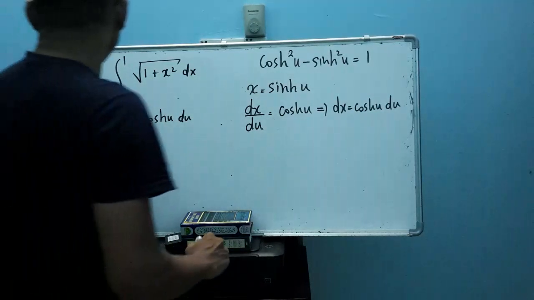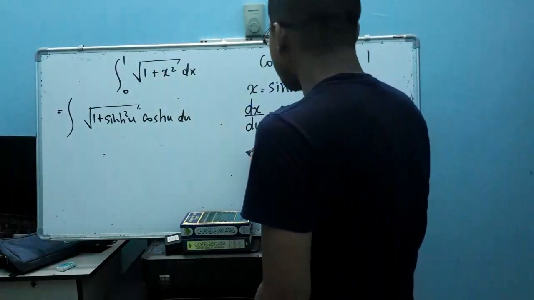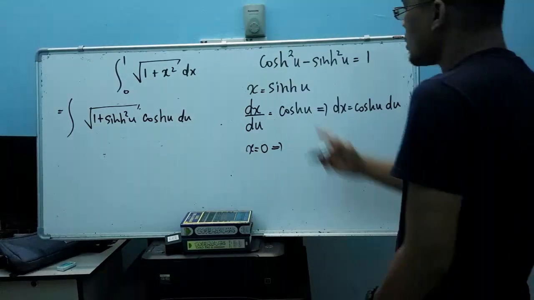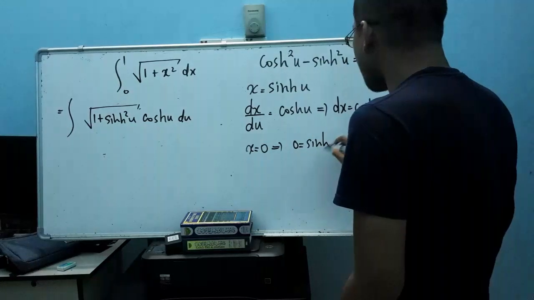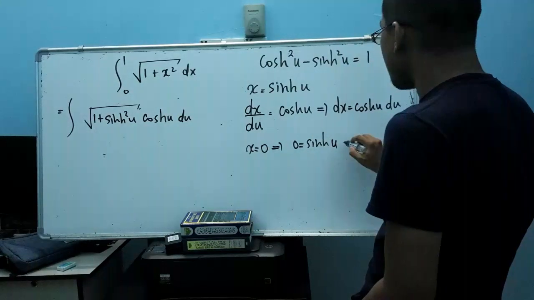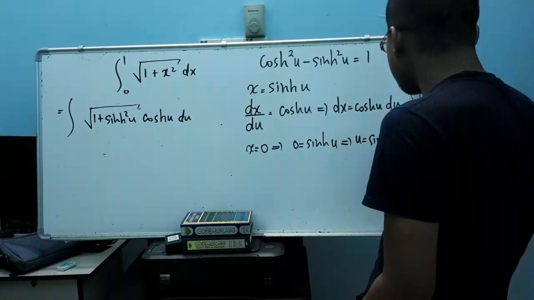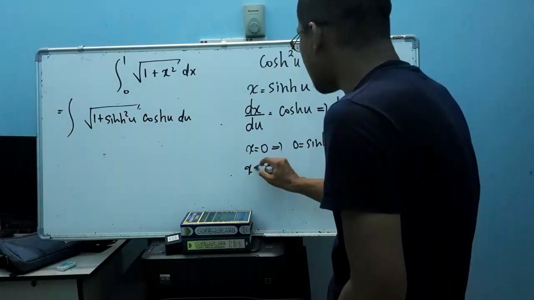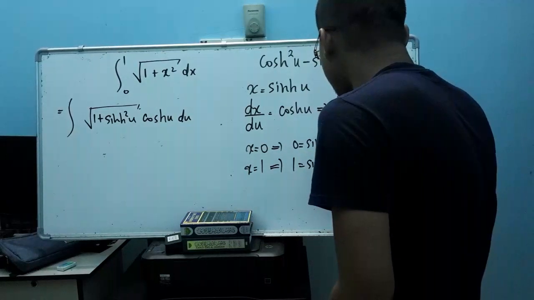So how do we find the limits of integration here? If my x is equal to 0, then 0 is equal to sinh u. Therefore I will have my u equal to inverse sinh of 0. When my x is equal to 1, then 1 is equal to sinh u.